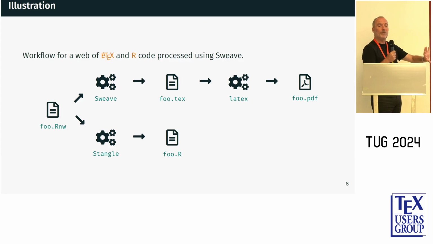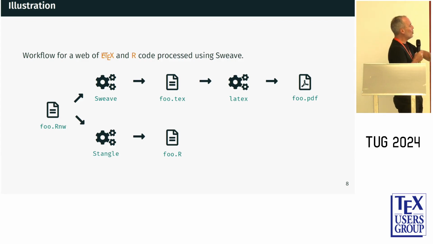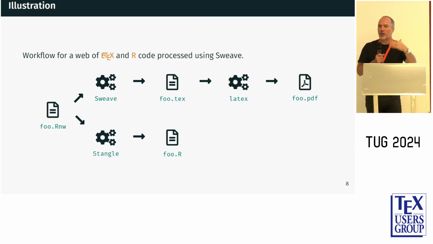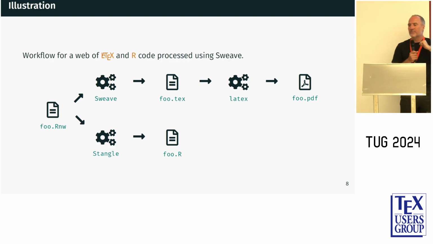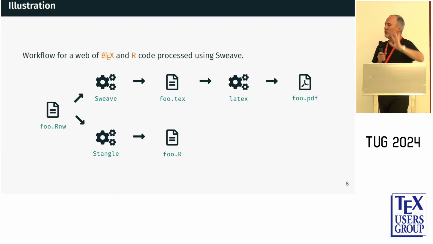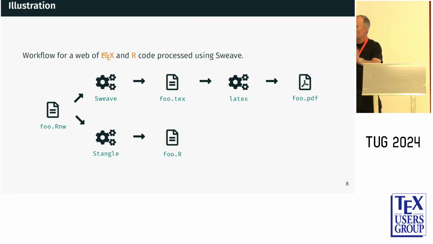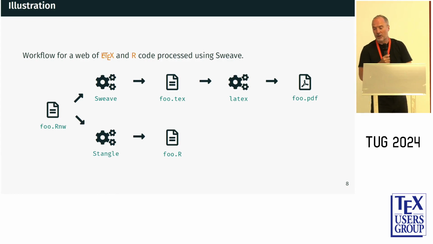Or the tangle procedure, usually, I think in most systems today, will essentially just extract all the code chunks that you have in your original file, throw the documentation away, and just retain the programming code. Here, that would be our code in my example.